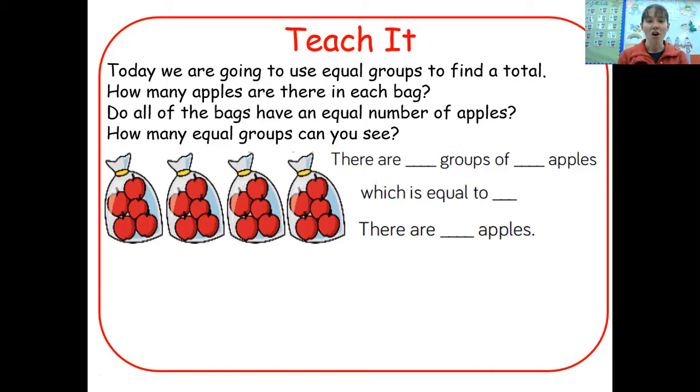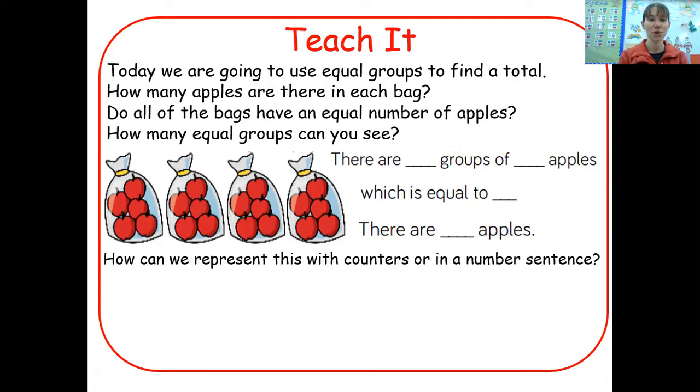So there are 4 groups of 5 apples, which is equal to, how many are there all together? I'm going to count in my 5s like we practiced at the start. 5, 10, 15, 20. So there are 20 apples all together. Well done. Let's move on then.